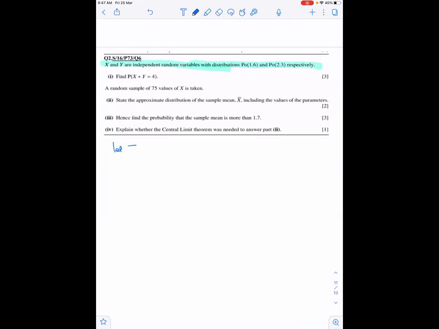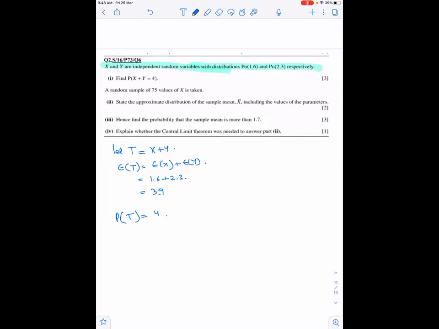So I can introduce a variable t. Let t equal x plus y. So the mean of t is going to be the mean of x plus the mean of y, which is 1.6 plus 2.3. Add them up, we are getting 3.9. So the mean of t is 3.9. You want probability x plus y equals 4, that means probability t equals 4. So it's going to be e to the power minus 3.9, times 3.9 to the power of 4 upon 4 factorial.